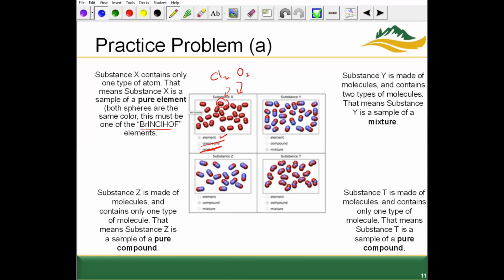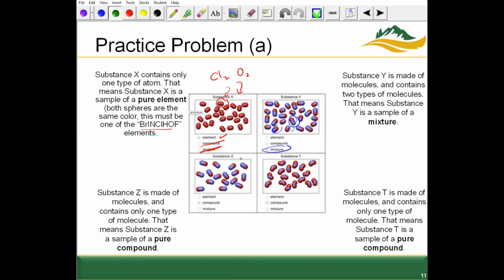Next, moving on to substance Y, we see here a blue and red sphere. That's definitely one kind of compound, right? And then what we also see here, though, is where we have two blue spheres and a red sphere. That's definitely different than this. So right off the bat, we can just say that this is definitely a mixture of two or more compounds.